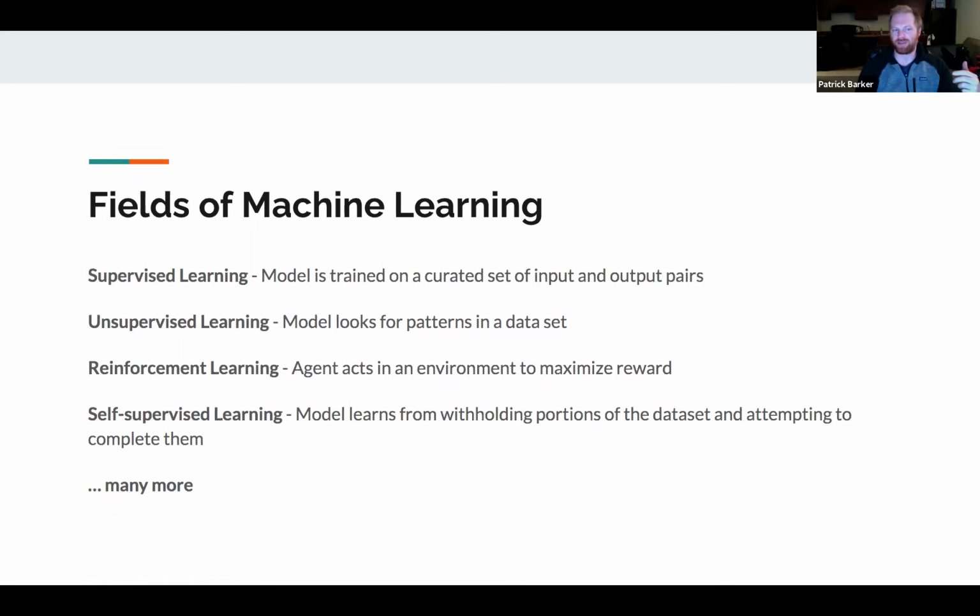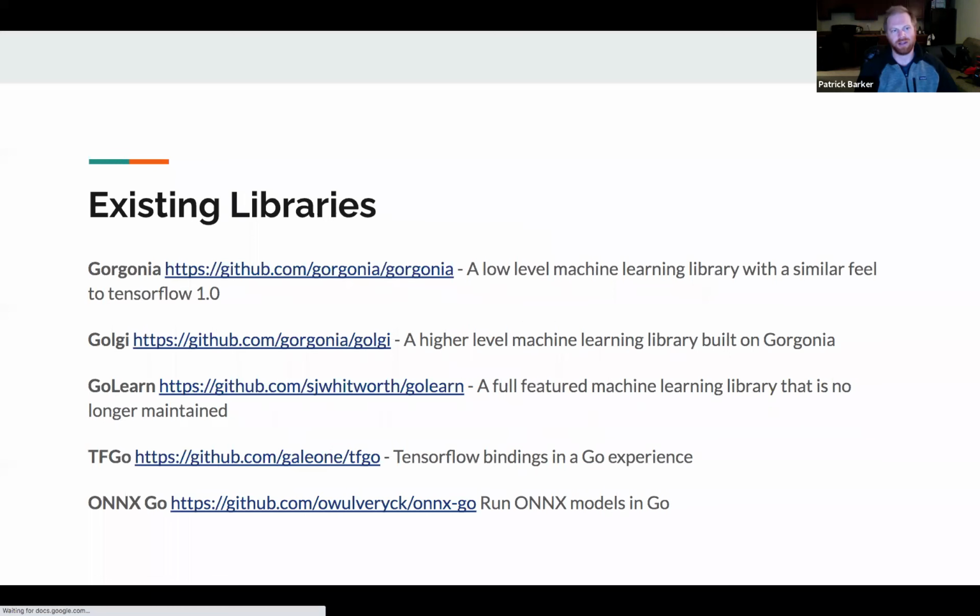So self-supervised learning has become really trendy because it's very popular and you don't need a curated data set. You can actually just kind of learn by what's there. And like I said before, there's more fields, but these are kind of the top ones you come across.